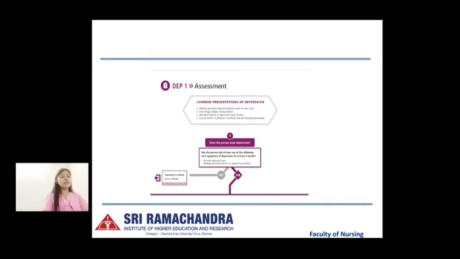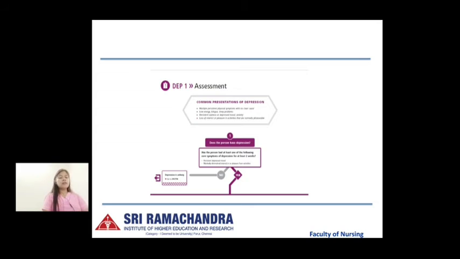The first one is we have to be very thorough with the common presentations of depression. That is multiple persistent physical symptoms with no clear cause, low energy, fatigue, sleep problems, persistent sadness or depressed mood, anxiety, loss of interest or pleasure in all activities that are normally pleasurable. So, the first step is you have to think, does the person have depression?